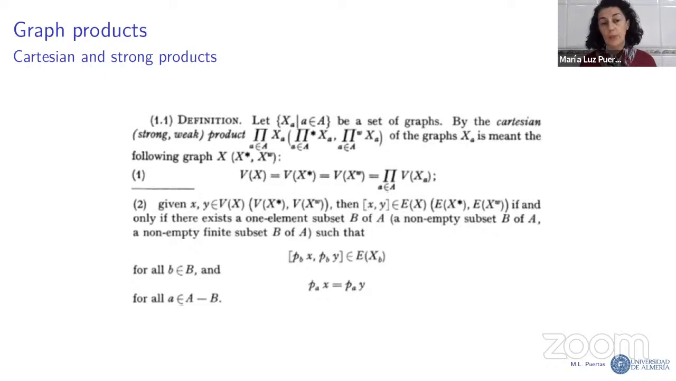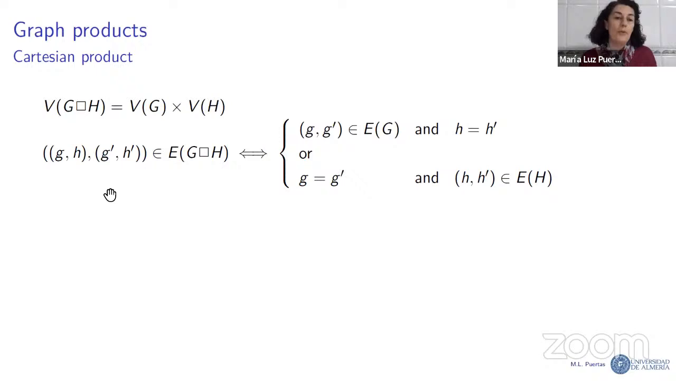However, as you can see here, it is for any set of indices. For a finite set of indices, the strong and the weak are the same. So we are talking about just the product of two graphs. Here we have the Cartesian one and the strong one. And I will show the definition in a more modern notation.